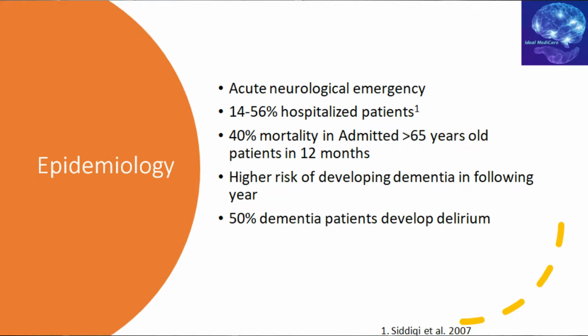There is a high risk of developing dementia in the following year. So they may be having some baseline cognitive deficit like the case we discussed, but they need repeated evaluation, especially cognitive assessment after discharge. 50% of the patients who have dementia as a baseline develop delirium. So a good number of delirium patients develop dementia on follow-up assessment, and a good number of dementia patients develop delirium during the course of their dementia.